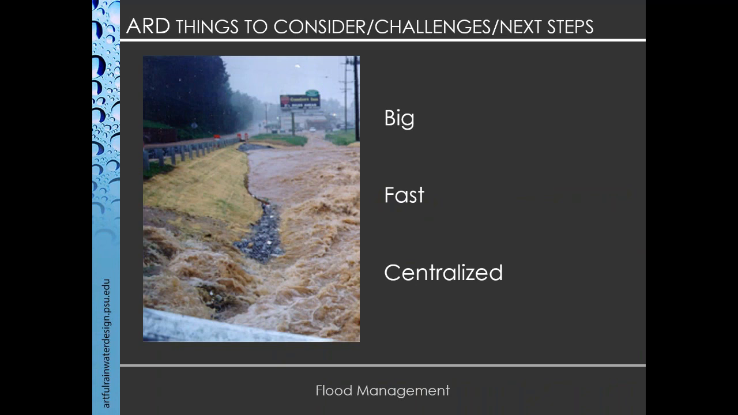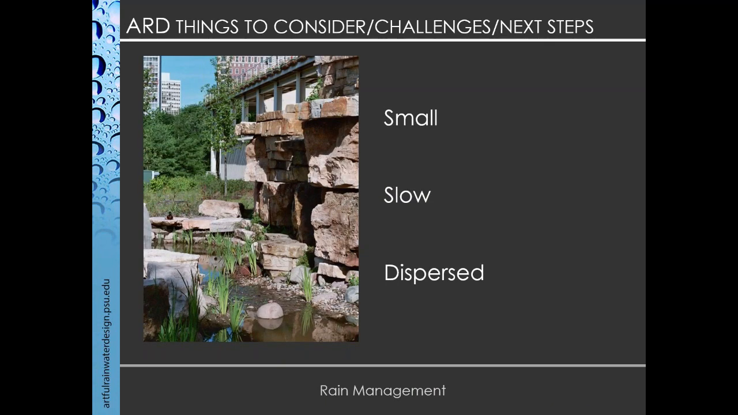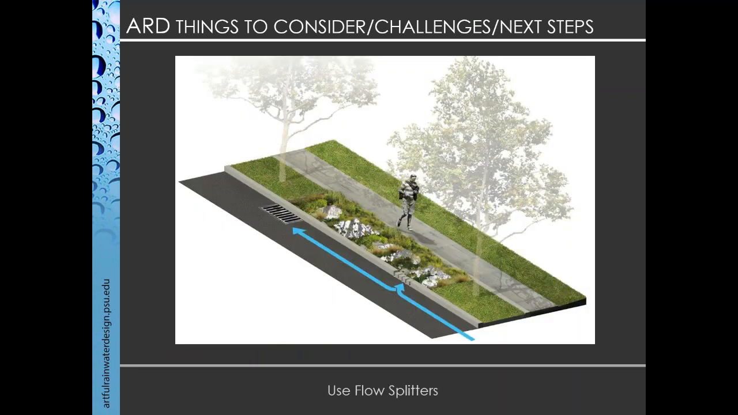To begin with, stormwater systems, bioretention systems, are designed to handle small flows. We need to design these for the small, the slow, and the dispersed systems. One of the things that we find really lacking in bioretention design is the idea of flow splitters. And a flow splitter is a very simple concept. Its intent is to do 2 things.